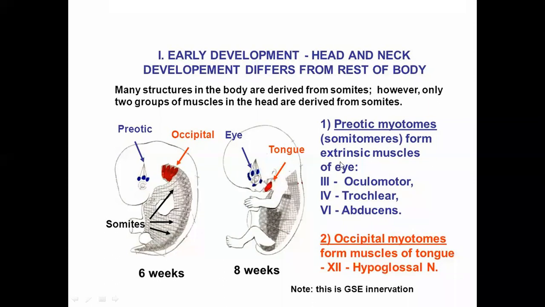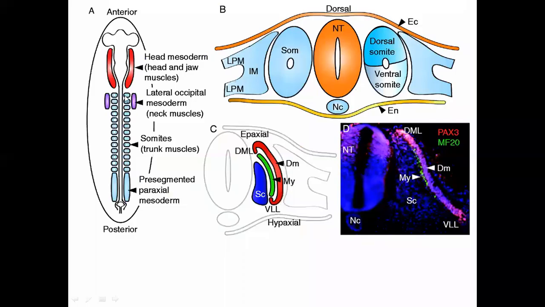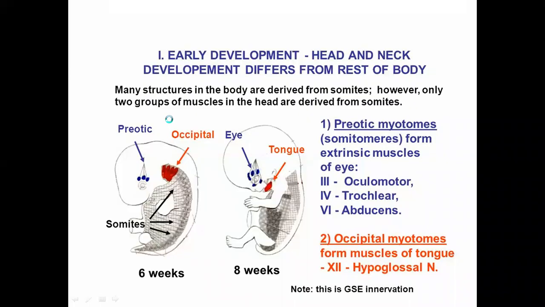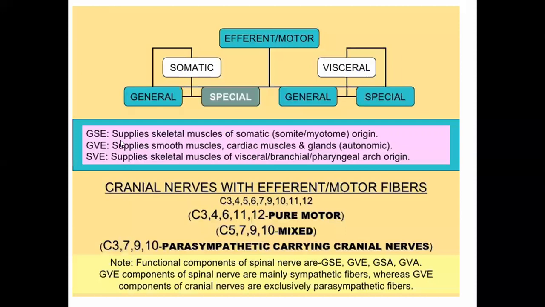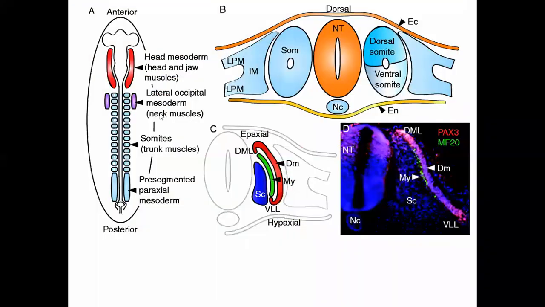Remember, we are talking about general somatic efferent. What do we mean by general somatic efferent? It is the skeletal muscles which are derived from the somites. All of these muscles we talked about are derived from the somites, as we have seen in this picture. Again, general somatic efferent means skeletal muscles derived from the somites. When you look at the muscles of the body, generally they are derived from the somites.